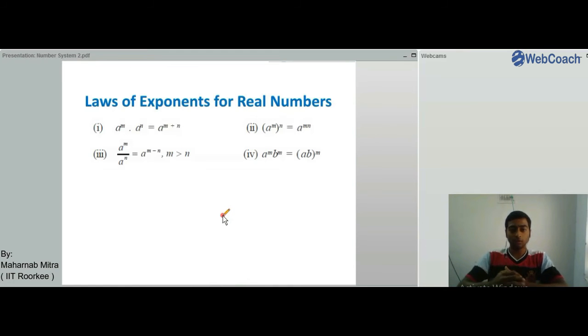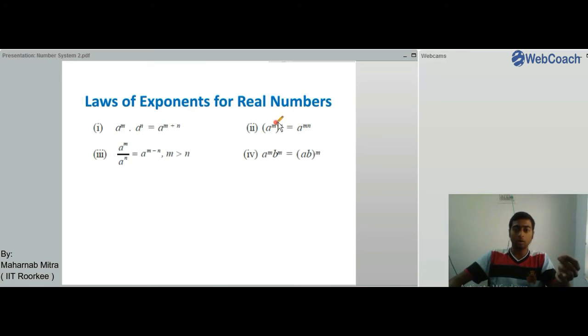Okay, so let's come to the next topic, the laws of exponents. Now the laws of exponents for real numbers is quite similar to the laws of exponents which you had learnt in earlier classes for integers. Like the first rule you had learnt, a to the power m times a to the power n, or if two numbers are in multiplication form, their powers get added up, right? A to the power m plus n, right? And the same happens with real numbers also, like rational numbers also with irrational numbers also.